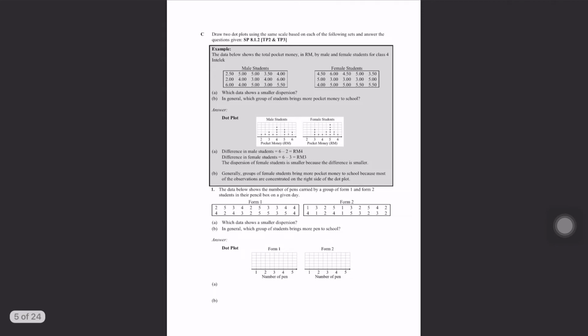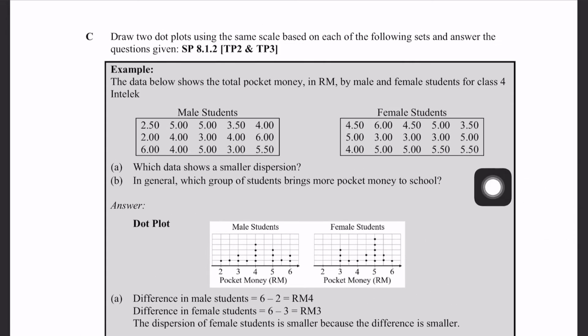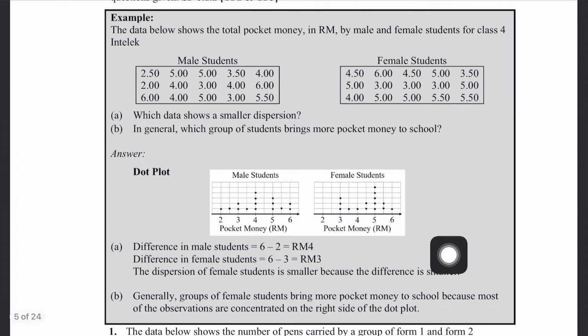Okay. Next, we look at C. Learning Standard 8.1.2: Draw 2 dot plots using the same scale based on each of the following sets and answer the question given. Okay, so ini contoh. You can pause this video and read it for yourself, or you can read it at your module. It's the same question.